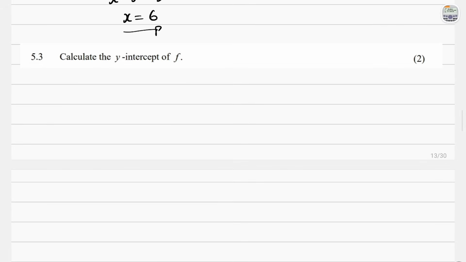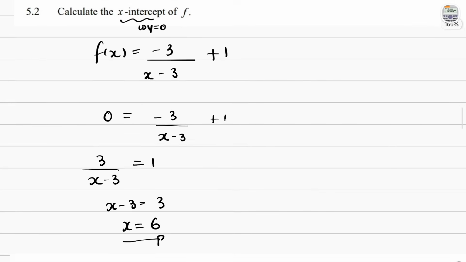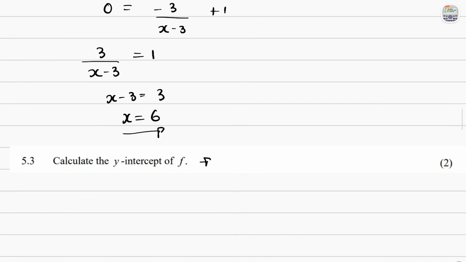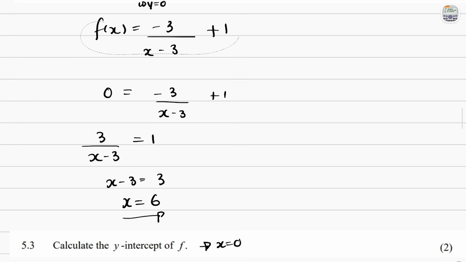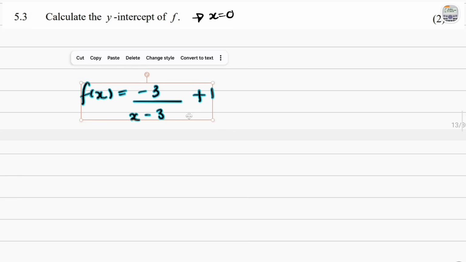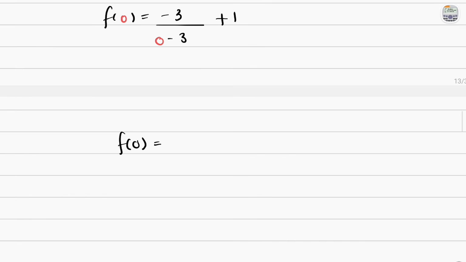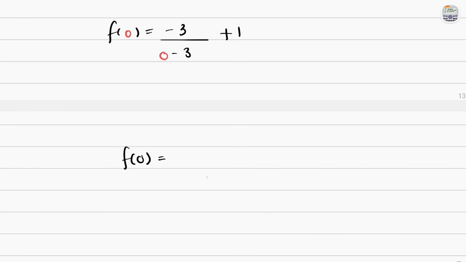Question 5.3, they want the y-intercept. So yes, they want us to clearly draw this graph eventually. To find the y-intercept, this is where x is equal to 0. So in place of x, we will substitute 0. This is our equation, and we'll find f of 0. This is going to be negative 3 over negative 3, which is 1. 1 plus 1 is 2.